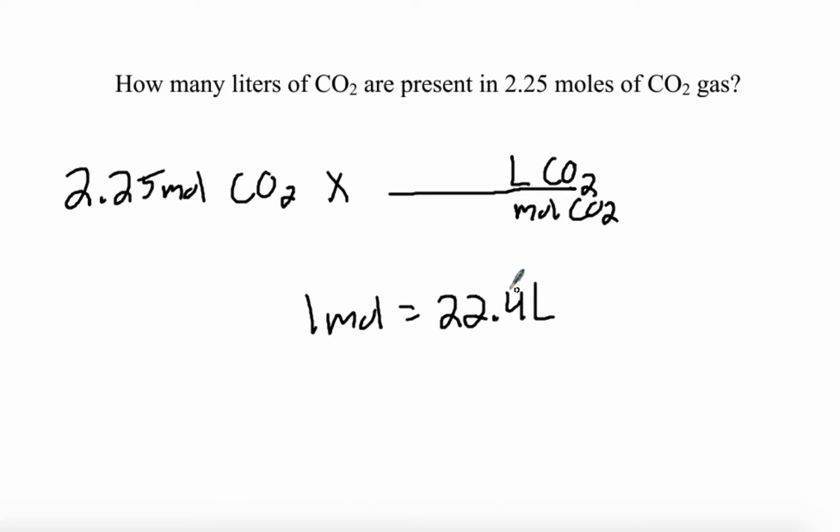22.4 liters. This is any gas. The previous example was oxygen. Now we've got carbon dioxide. Doesn't matter. It holds true. So we're going to have 22.4 liters for every 1 mole. So we get 2.25 times 22.4 divided by 1, and this is equivalent to 50.4 liters of CO2.